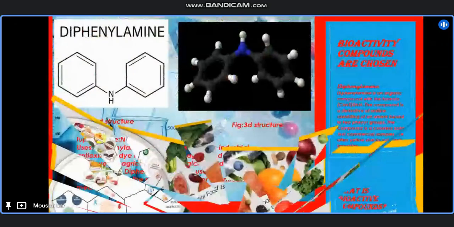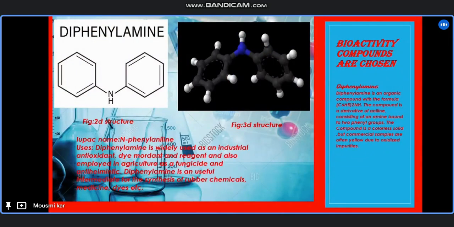So, uses of diphenylamine. Diphenylamine is widely used as an industrial antioxidant, a dye mordant reagent, and also employed in agriculture as a fungicide and anthelmintic. An anthelmintic is an agent that destroys parasitic worms. Diphenylamine is a useful intermediate for the synthesis of rubber chemicals, medicine, dyes, etc.